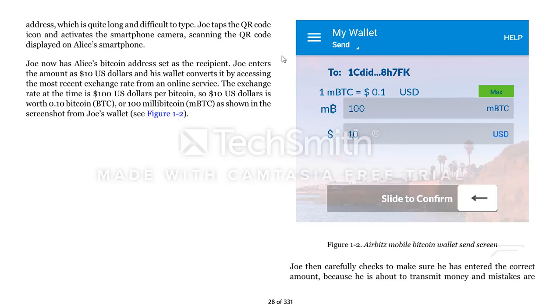Joe enters the amount as $10 US dollars and his wallet converts it by accessing the most recent exchange rate from an online service. The exchange rate at the time is $100 US dollars per Bitcoin, so $10 US dollars is worth 0.10 Bitcoin, BTC, or 100 millibitcoin, mBTC, as shown in the screenshot from Joe's wallet, see Figure 1-2. Figure 1-2. Airbitz mobile Bitcoin wallet send screen.